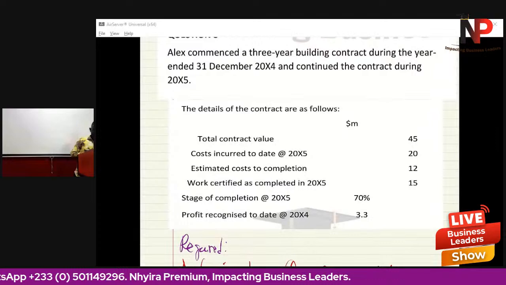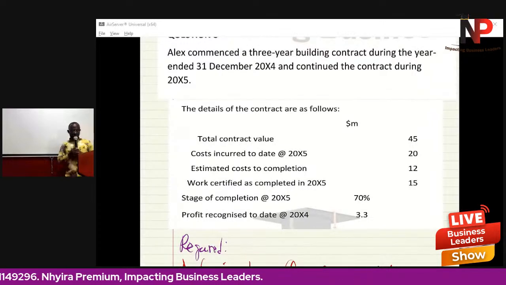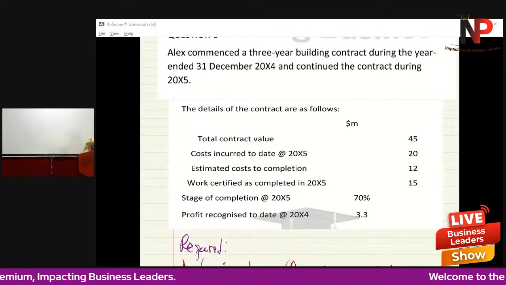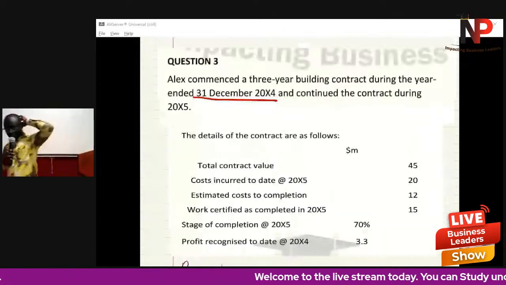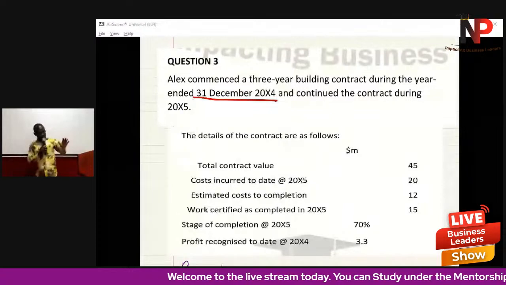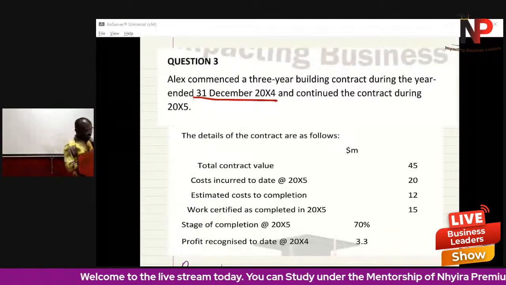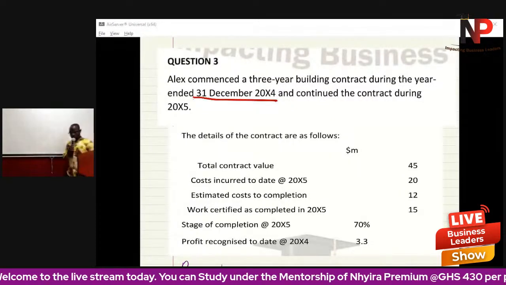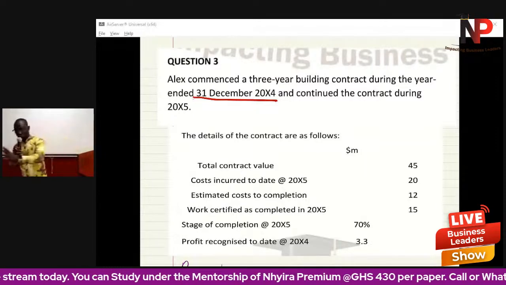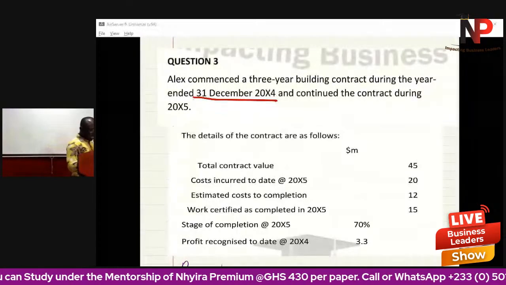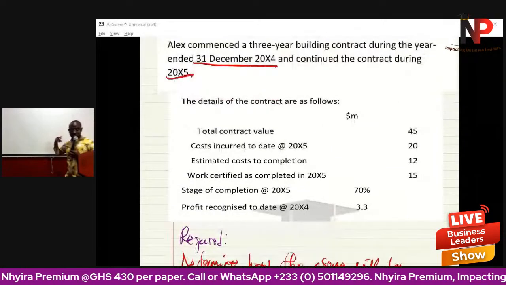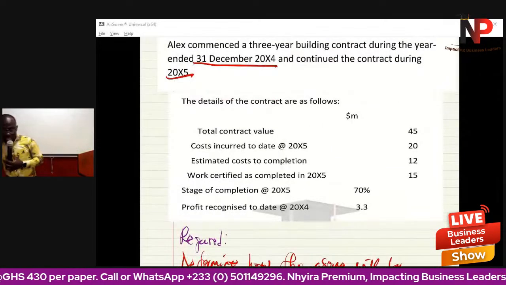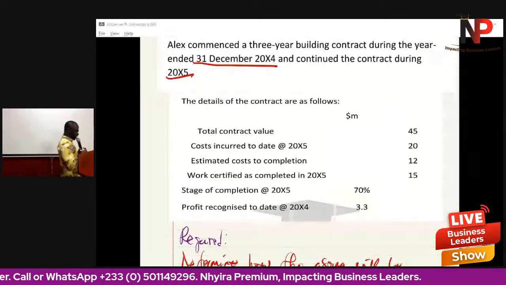So Alex commenced a three-year building contract during the year ended 31st December 20X4. So take notes, the contract started 31st December 20X4. Very important, 31st December 20X4, during that year. And continued the contract during 20X5, which is the year ended that we are preparing the financial statement for.